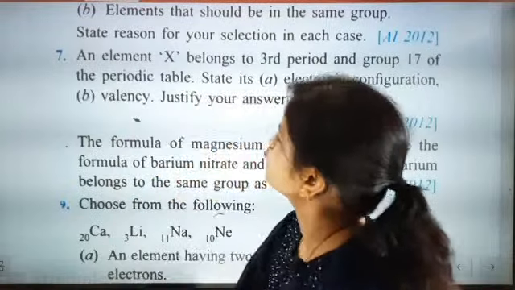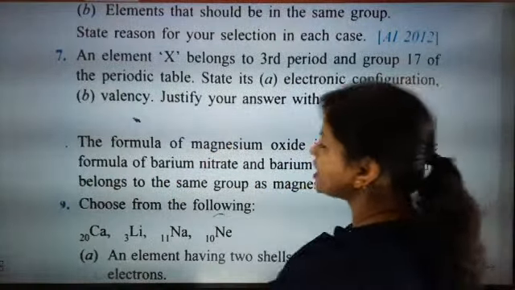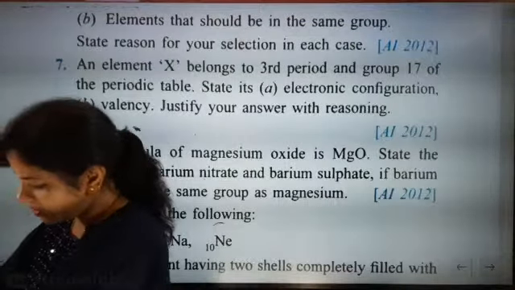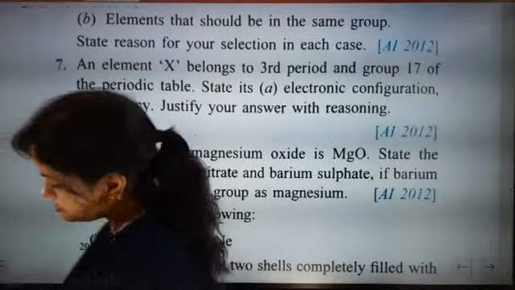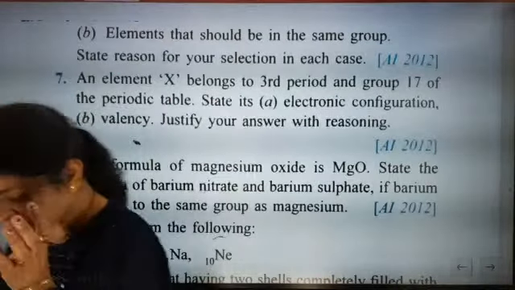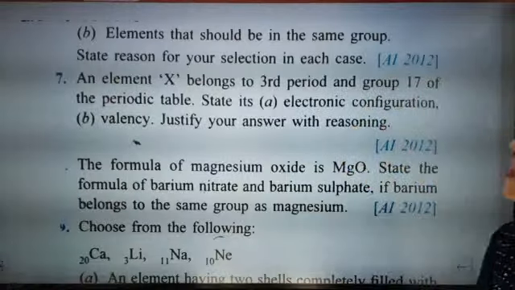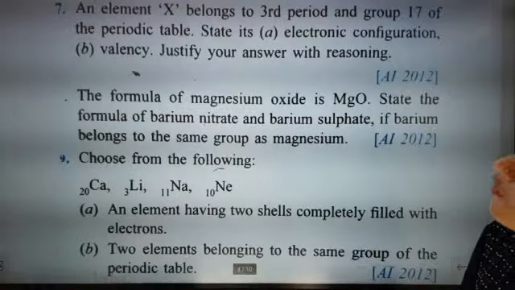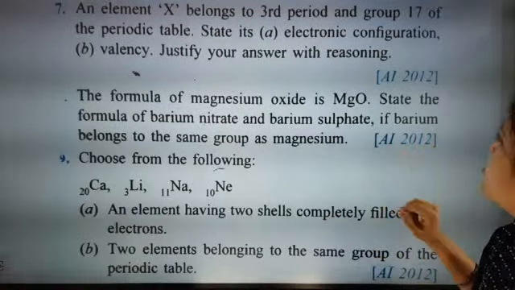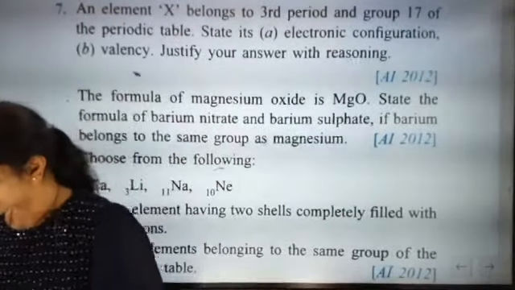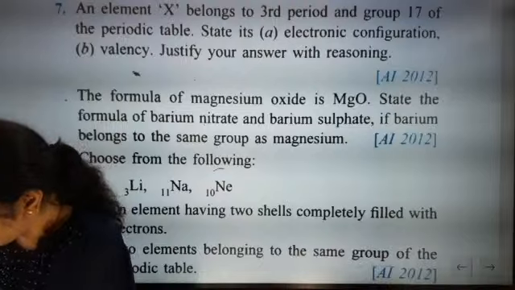BrNH3. Nitesh, BrNH3. Did they ask that formula? Seventh question, go for one more time. The formula of magnesium oxide is MgO. State the formula of barium nitrate and barium sulfate. Correct only. Barium nitrate and barium sulfate.